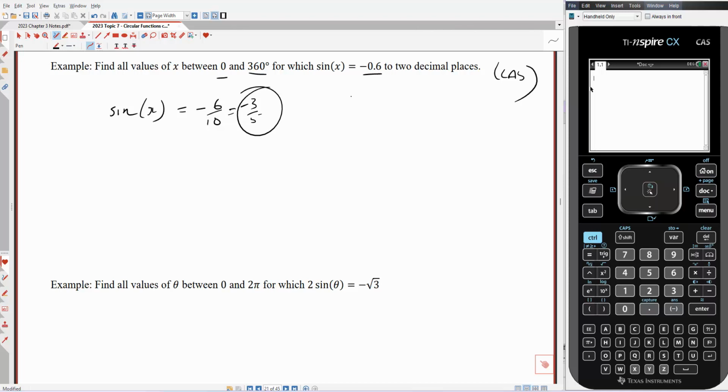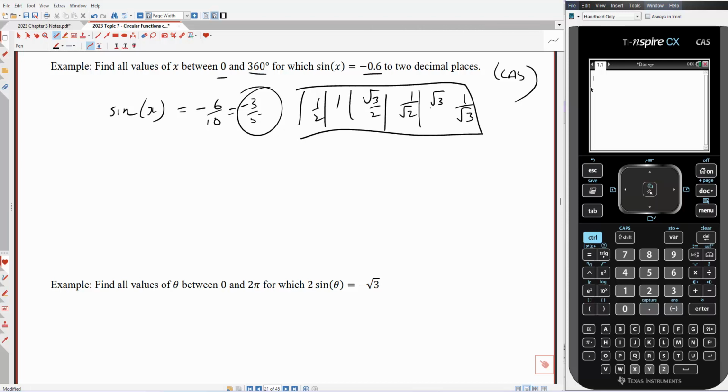So when we're talking about exact values, we know ones for √3 on 2, we know ones for 1 on √2, we know ones for √3, 1 on √3, what are the other ones? 1, 1/2, all of those are the ones that we would be expected to do by hand. This one here, rather, we're going to be expected to do on CAS because we don't know exact values for this one. If I said where is -3/5 on the exact values table, you go nowhere.